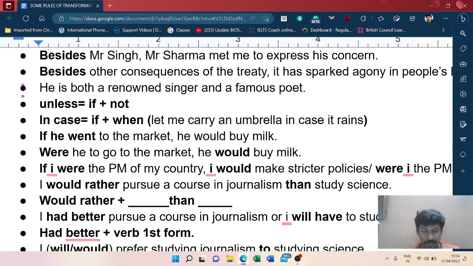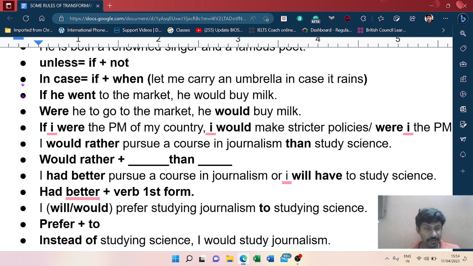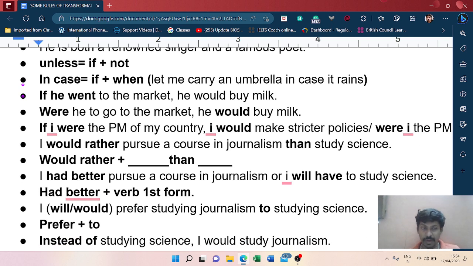Next one is written there: I would rather pursue a course in journalism than study science. Means instead of pursuing a course in journalism, the speaker actually thinks it better to study science. So would rather is followed by than. Rather will always be followed by than. Would rather plus noun plus than plus noun. I had better pursue a course in journalism or I will have to study science. Had better plus verb first form. I had better pursue, not pursued, not pursues, only the main verb, that is pursue.